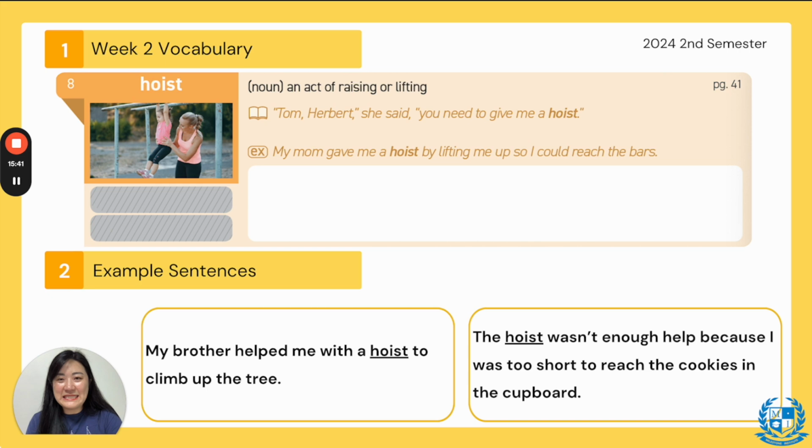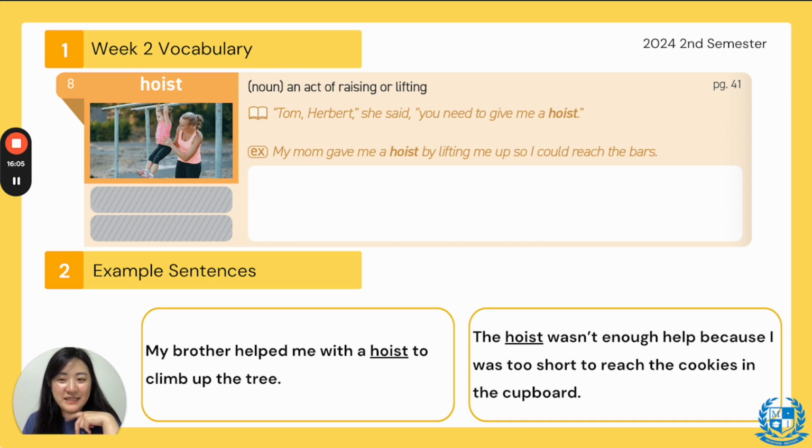Number 8. Everyone say hoist. Hoist. It is a noun and it means the act of raising or lifting. So to hoist, to give him an oomph. It says, Herbert, she said, you need to give me a hoist, meaning help me up a little bit.